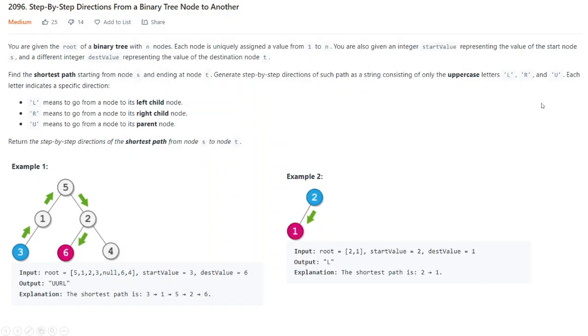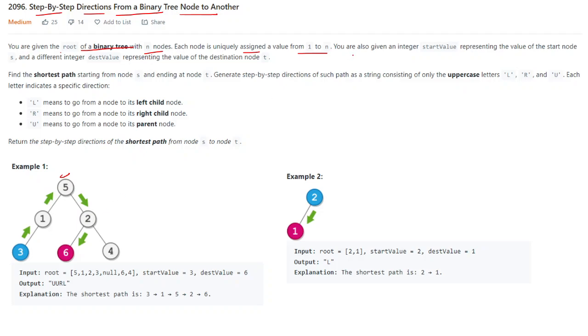Hello guys, so today in this video we are going to see this particular problem, step by step direction from a binary tree node to another. Okay, so basically what the question says is you are given a root of a binary tree, that is the head here, with n nodes. Each node is uniquely assigned a value from 1 to n. You can see all the nodes have one value, 1 2 3 4 5.